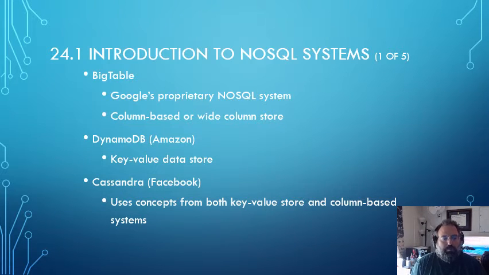Moving into 24.1, which is the introduction of NoSQL systems. Bigtable was kind of one of the first ones to start this. It was Google's proprietary NoSQL system. It was very much a column-oriented or wide column store. Did very well for accessing things with lots of columns. DynamoDB is a key value data store. Cassandra was created by Facebook. It used the concepts of both key value and column-based approaches.